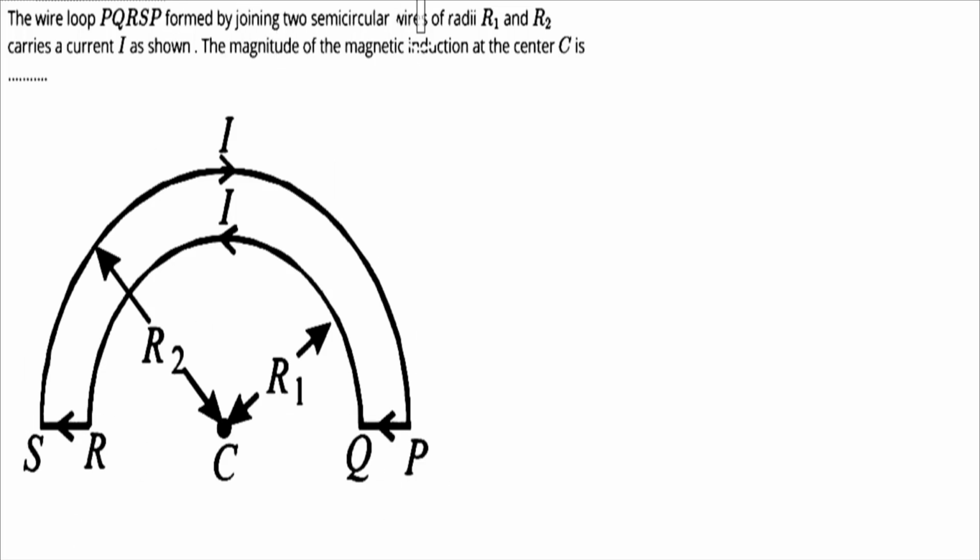Hello, we are given the question, and the question says the wire loop PQRSP, so this is PQRSP, formed by joining two semicircular wires of radius R1 and R2, carries a current I as shown. The magnitude of the magnetic induction at center C is what? So we have to find the magnetic field, right?